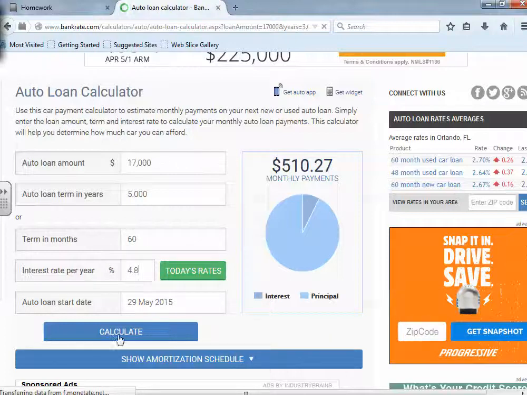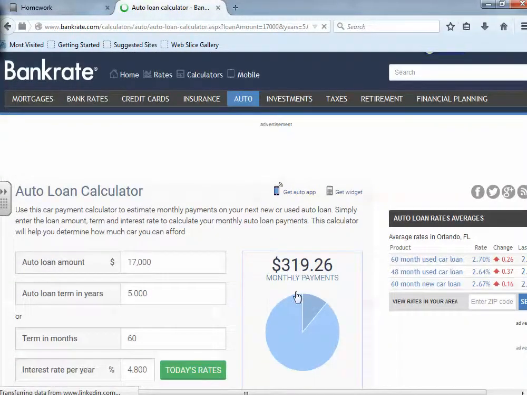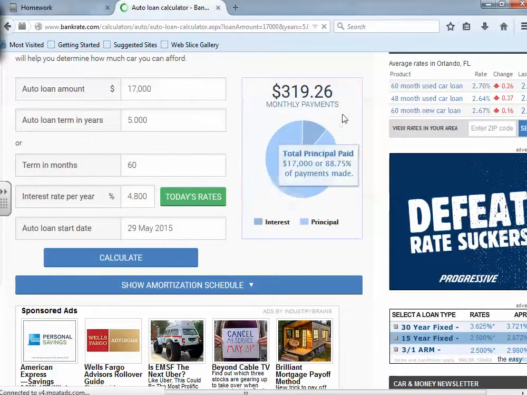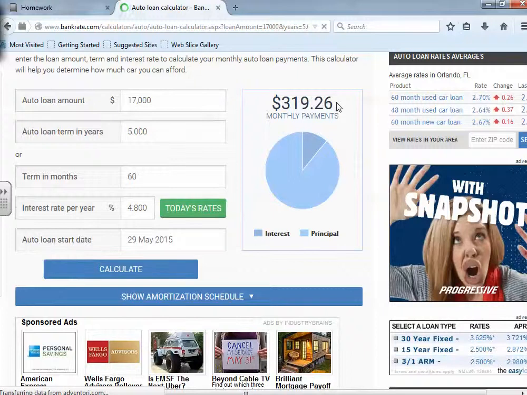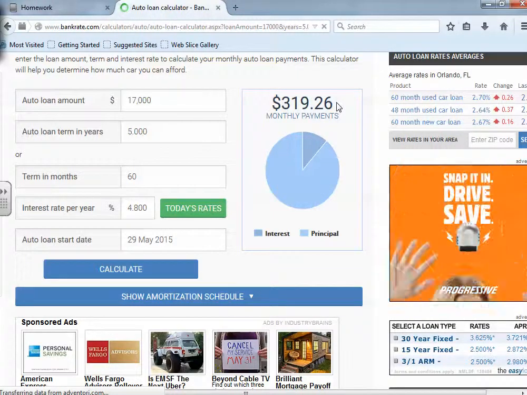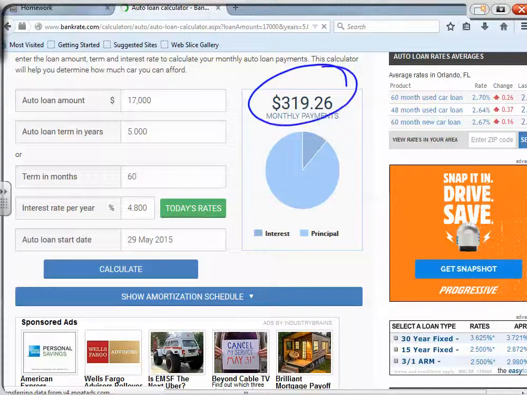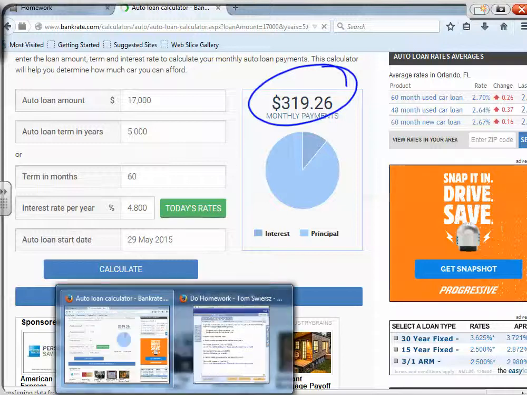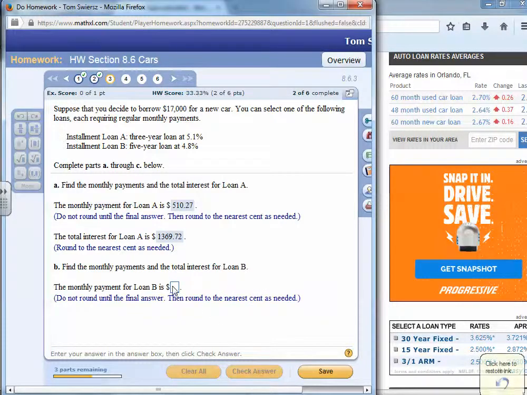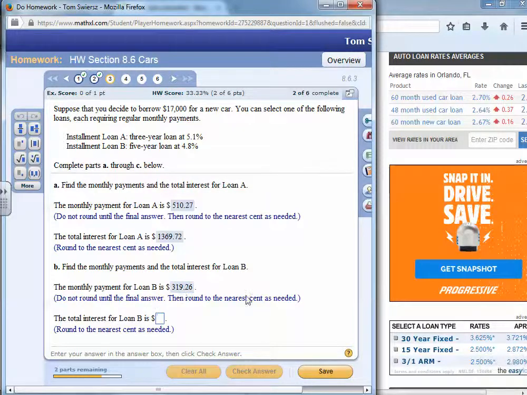And the rate is 4.8%. Put it in as a percent, calculate, and the monthly payment is $319.26. There it is right there, just to the right. So we go back to the problem: 319.26. Okay, total interest.